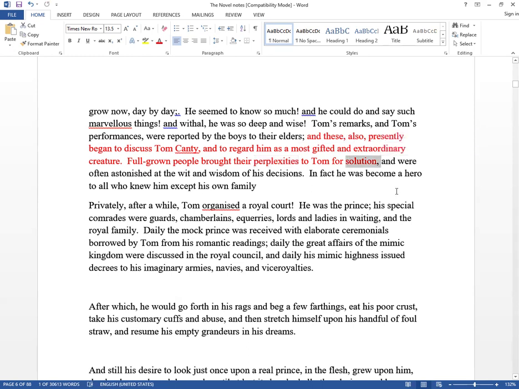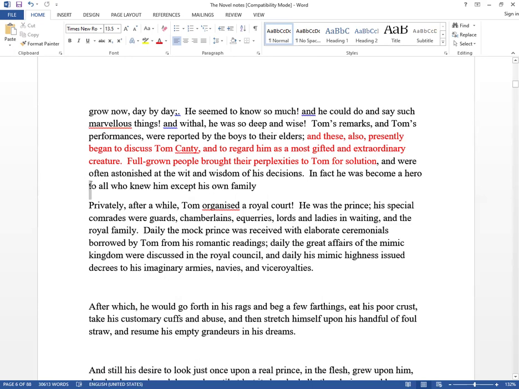Find some answers. You see, now Tom becomes a person like Mahaushadha. You know Mahaushadha's story in the Jataka story, Ummagga Jataka. Now, like Mahaushadha, Tom is also famous and all elders come to Tom to find some solutions to their problems and were often astonished. Astonished means surprised at his wit and wisdom. Wit means intelligence and wisdom. He gives decisions that are very intelligent and wise. In fact, he had become a hero. Tom became a hero to all.